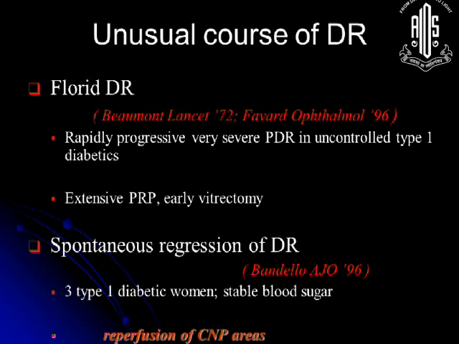or hemorrhage, early vitrectomy. Spontaneous regression of diabetic retinopathy, on the other hand, has also been seen, as documented by Bandilo et al. and Hijero, who found 3 type 1 diabetic women with stable blood sugars having surprising reperfusion of the CNP areas because of the sudden repair of the blood retinal barrier. So this can happen, but it's very rare, and it's not something you should wait for.